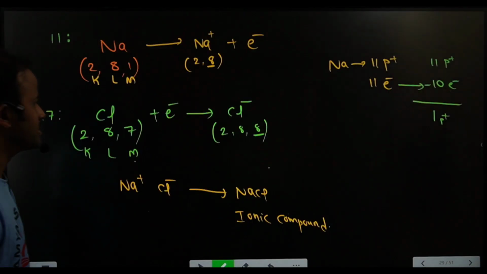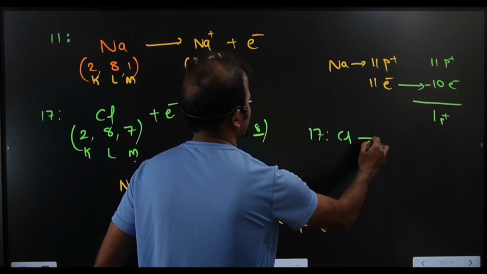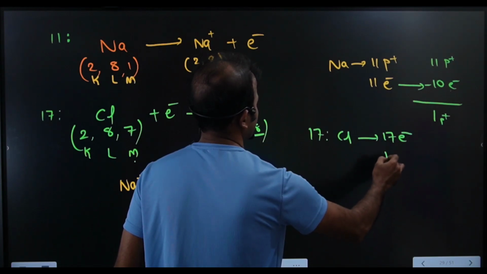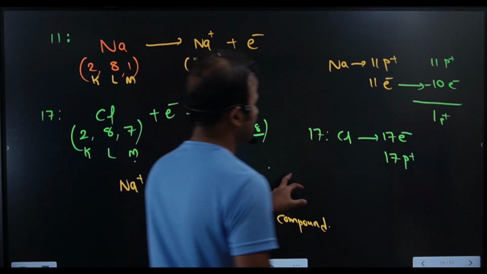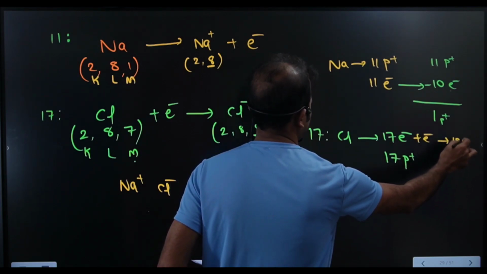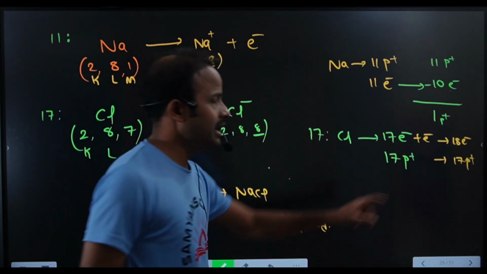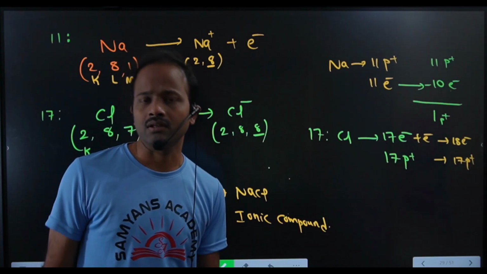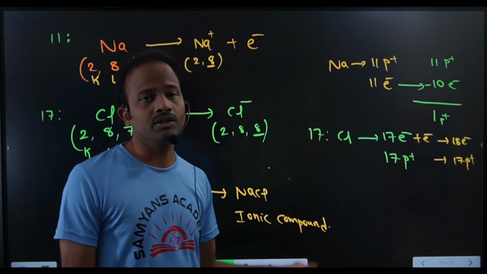So in this case what happens here? What is the atomic number of chlorine? That is 17, right? So it has 17 electrons and 17 protons. After taking one electron from the sodium, the electron number increases to 18 and the proton number remains the same. Means here 18 negative charges are there, 17 positive charges are there.